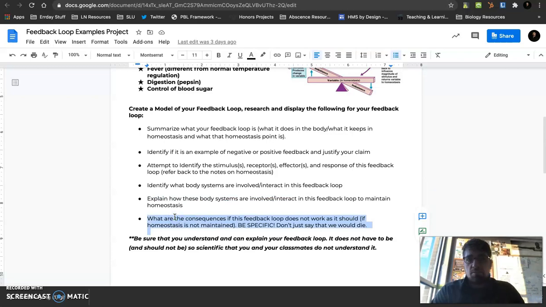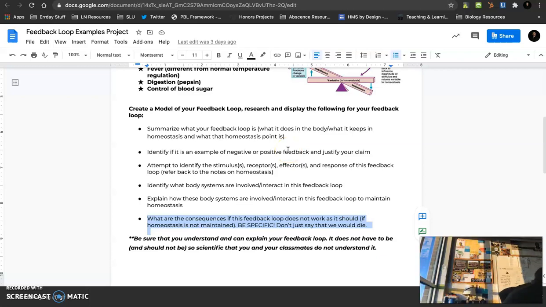Okay, and then lastly, what are the consequences if this feedback loop does not work? So if your body temperature doesn't go back to normal, why is that bad? How would that be detrimental to you on a cellular level? Biologically, what would that do? Okay, that's really what I want you to look at there. And again, you're going to have to do a little bit of research. Okay, so that is all that this is.